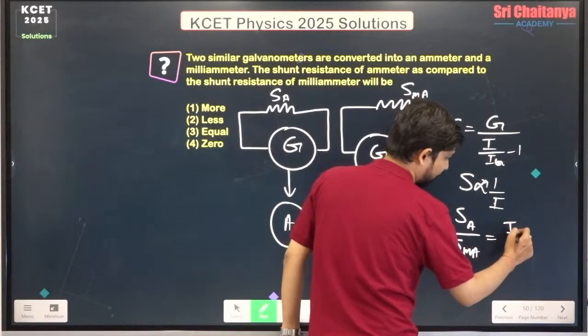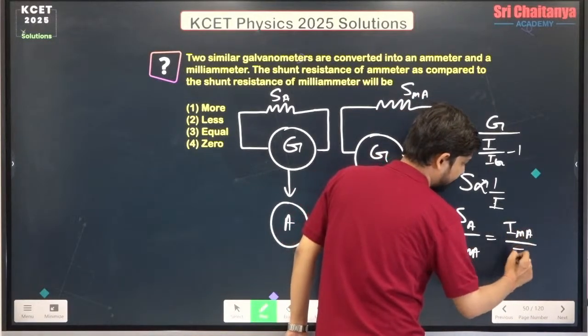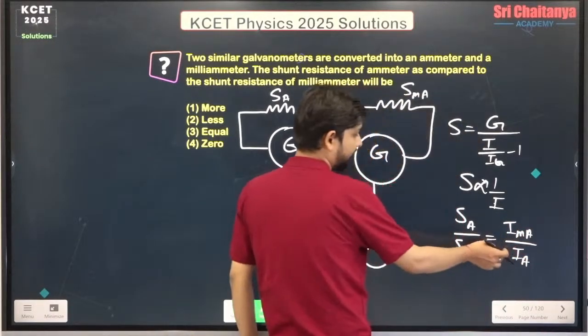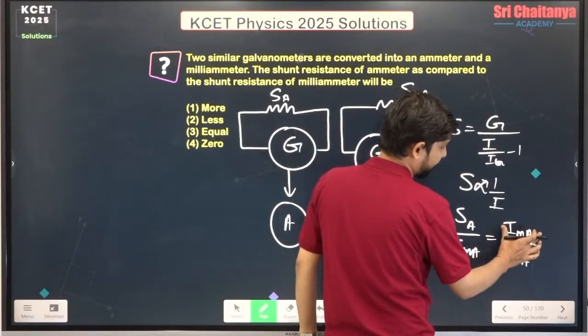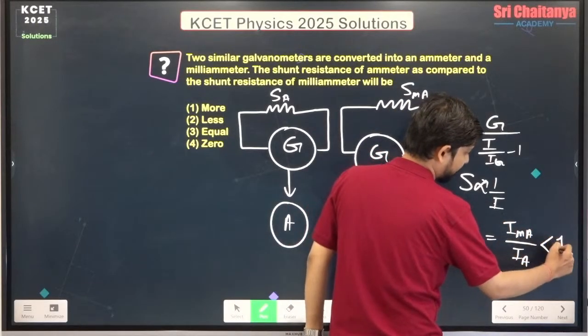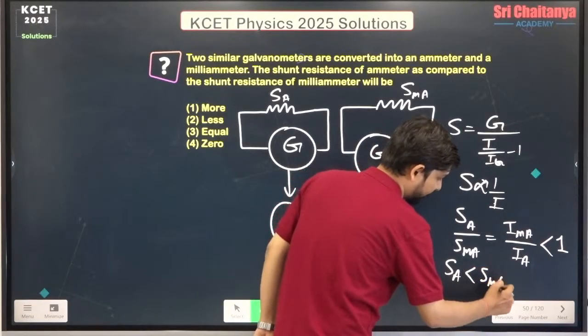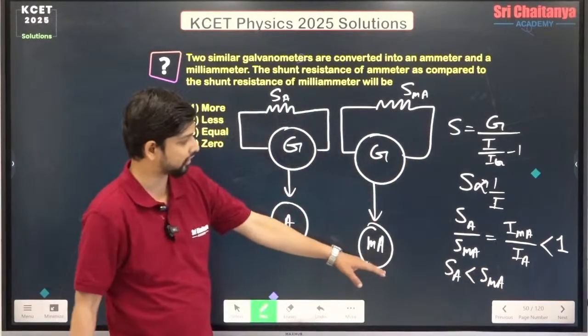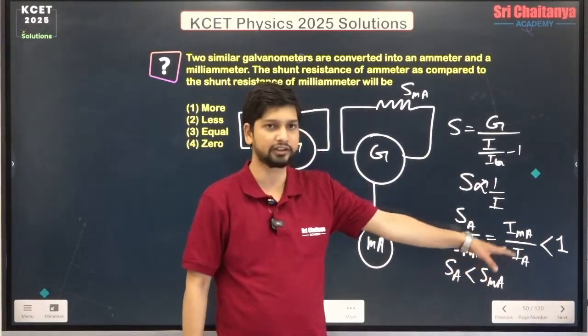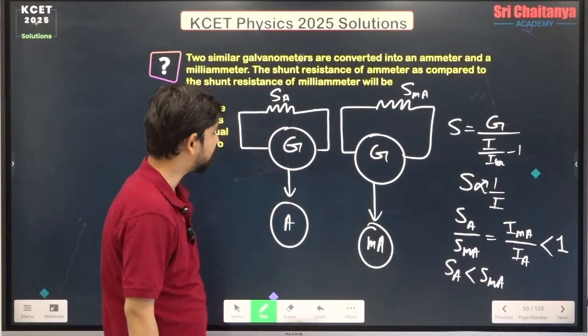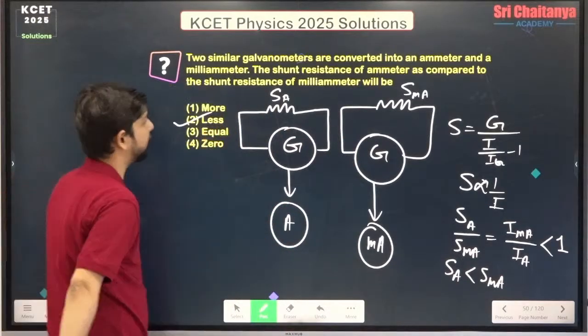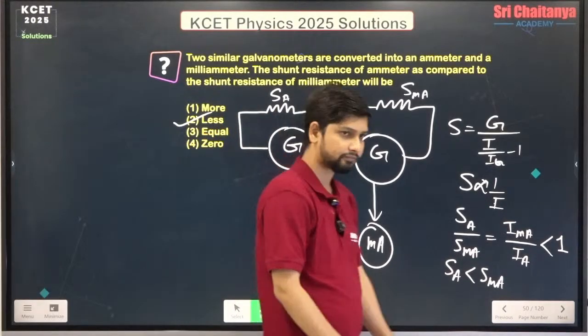So current of milliammeter divided by current of ammeter. The current of the ammeter is always going to be greater than the current of the milliammeter, so this entire value is going to be lesser than 1. So S of ammeter is going to be lesser than S of milliammeter. So the shunt of the ammeter is going to be lesser than the value of the shunt of the milliammeter. So it should be less. I hope you understood this question.